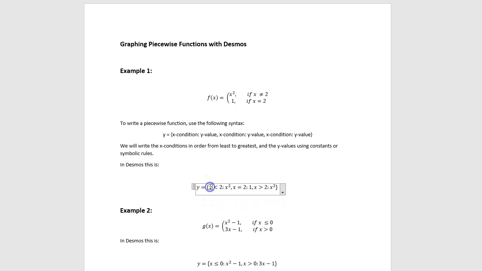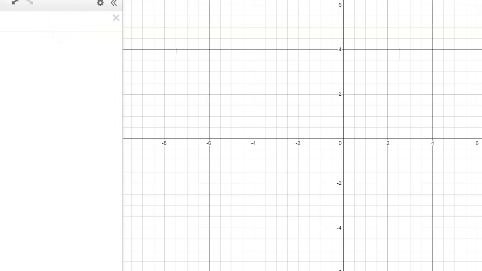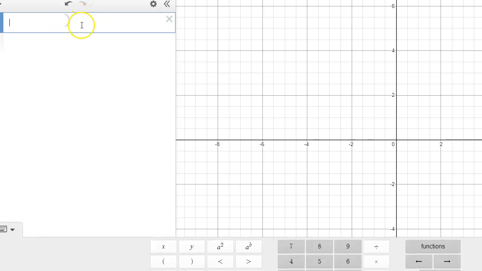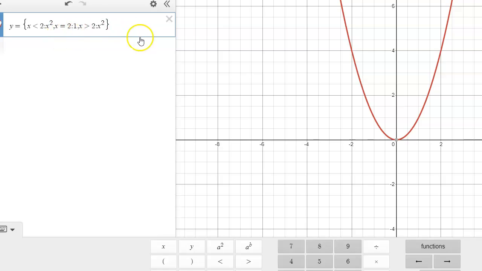Okay, I'm going to try to copy this rule and put it into my Desmos calculator, which I have up here. Okay, and again, let's see if I can drag my frame over so you can see what I'm typing. I'm going to type y equals set of curly braces, and then I'm going to put that rule in here. Okay, so again, I have when x is less than 2, graph it as x squared. When x equals 2, graph it as the constant 1. And when x is greater than 2, graph it again as the quadratic x squared.